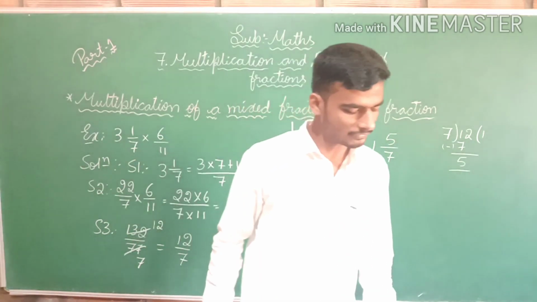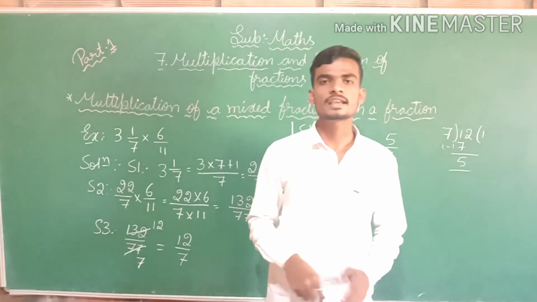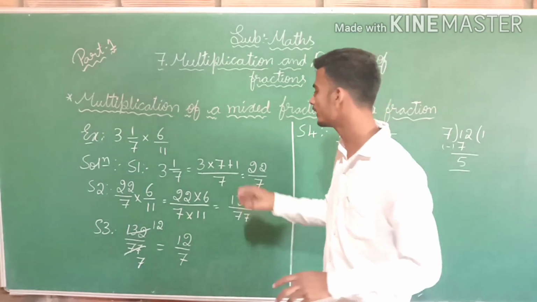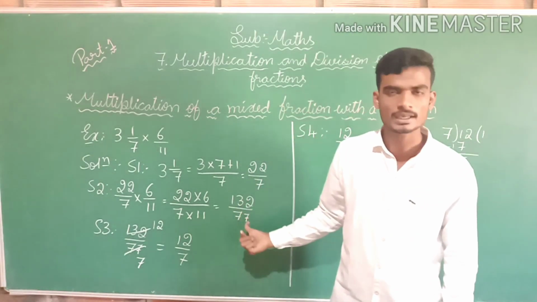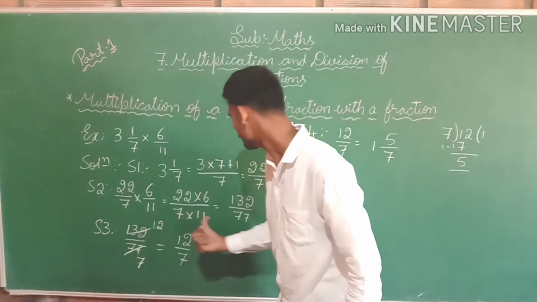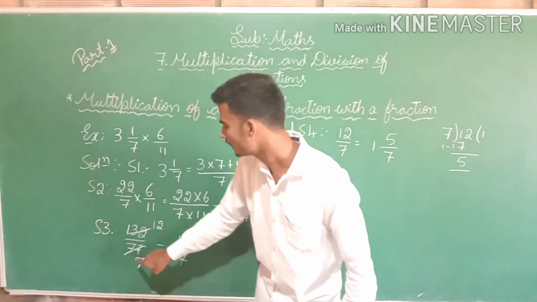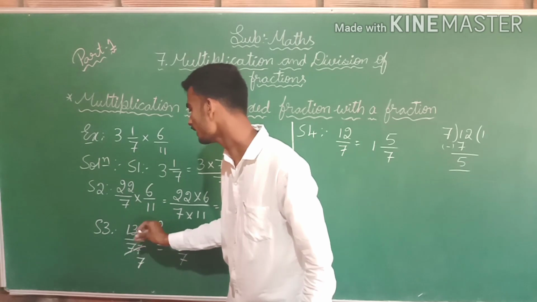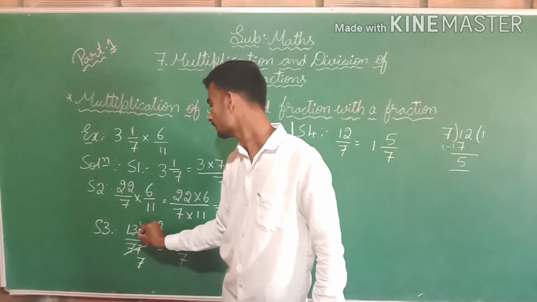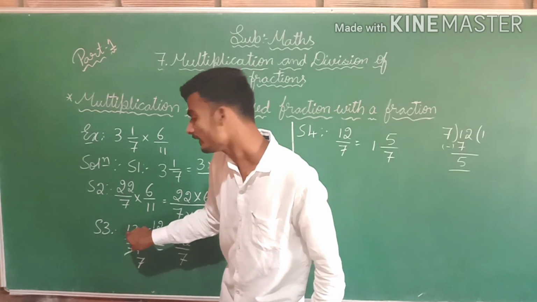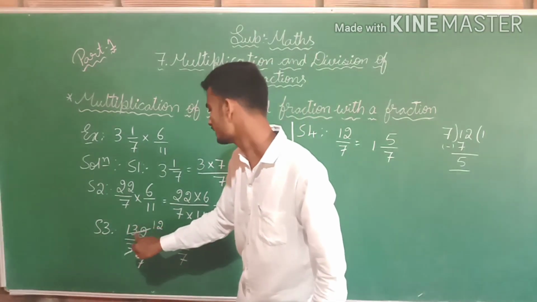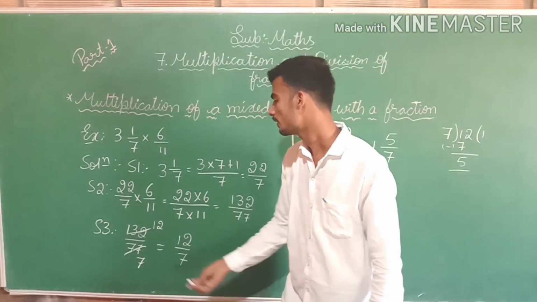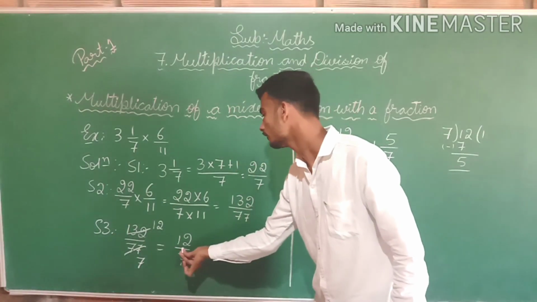Then in step 3, what we have to do? You have to reduce the given fraction into the simplest form if possible. If possible, you have to reduce this fraction into the lowest term. How will you reduce? See here, I have written 132 by 77. 11 sevens are 77, 11 ones are 11, 11 twos are 22, 11 twelves are 132. So the final answer you will get here is 12 by 7.